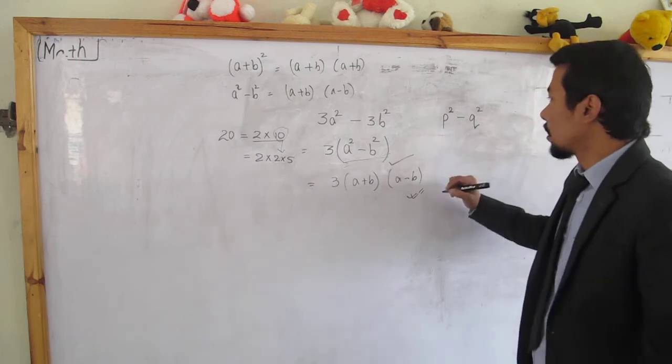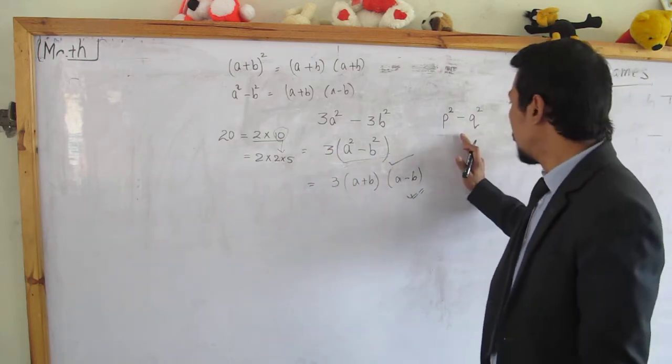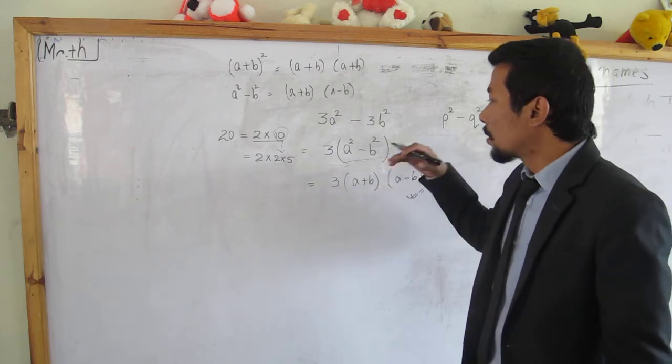Okay, now there's nothing common. So here, 3 was common, we took out 3. In this question, nothing is common. So what is the second step?